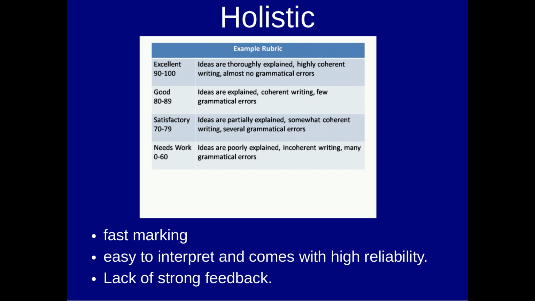However, one of the concerns with holistic rubrics is the lack of strong feedback. Because the rubric is so vague, the student doesn't exactly know how they can improve their writing and what they need to do. So often, this type of rubric is used for summative, end-of-semester assessment, when you're not really trying to give feedback, but you're trying to record the final progress that a student has made throughout the course of a semester.